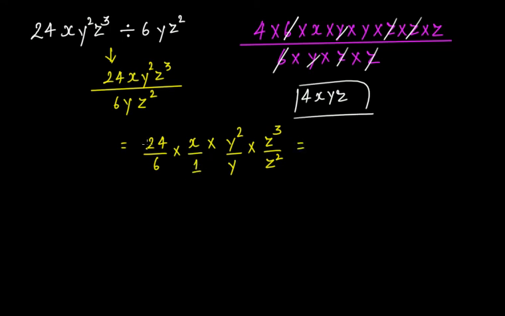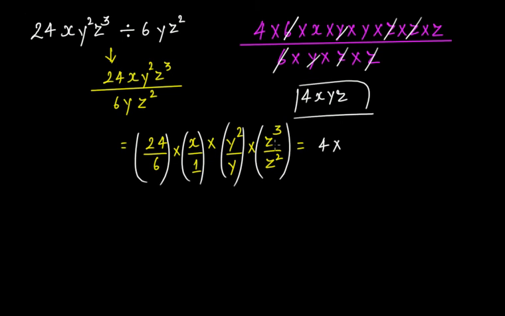So from here, when you divide them, this gives you 4 multiplied by x multiplied by, this is y squared by y, so y, multiplied by, this is z cubed by z squared, so z raised to the power of 3 minus 2, that is z. So your answer is 4xyz. These two are the same.